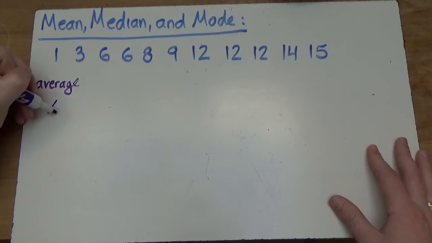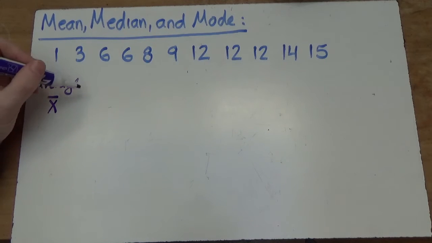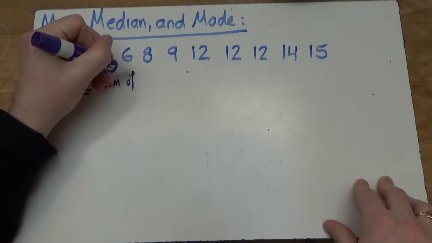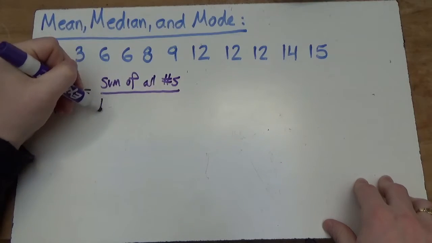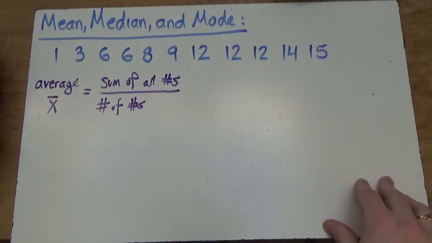Another way it's usually written is X with a little line over it. This is a standard symbol for average. The average of a list is simply defined as the sum of all numbers in the list divided by the number of numbers in the list.